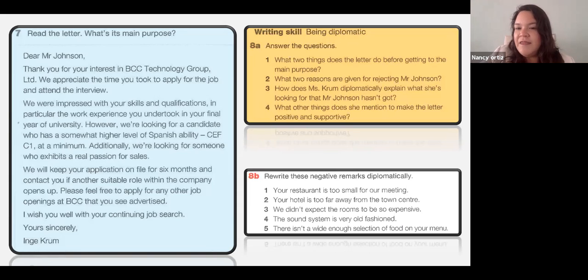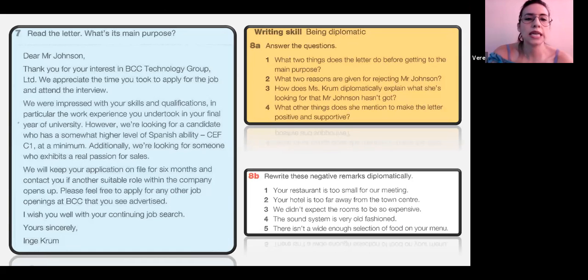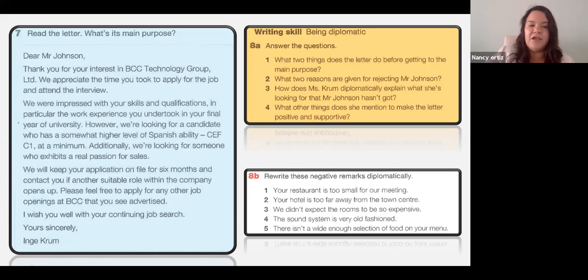Final question, what other things does she mention to make the letter positive and supportive? They say that they will keep his application on file for 6 months. And if they have something suitable for him, they will contact him. Exactly, okay? And he also says, please feel free to apply to any other job openings we have. So that gives a sense of support and it ends on a positive way, okay?